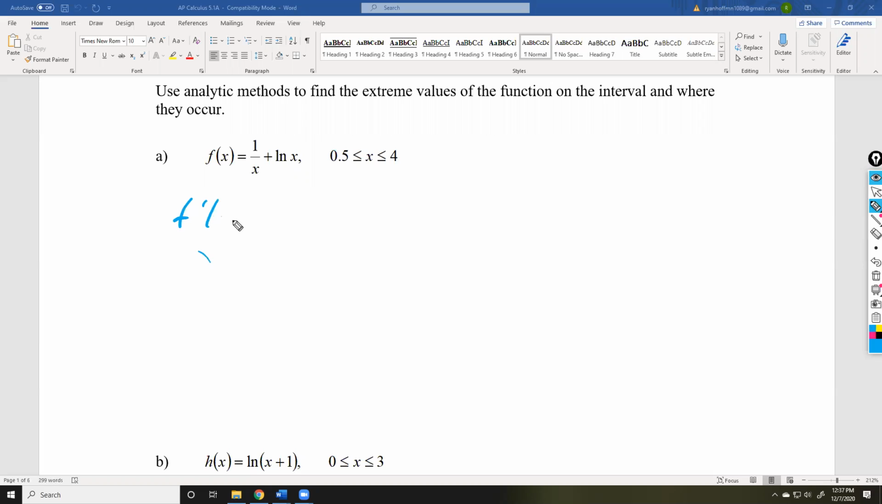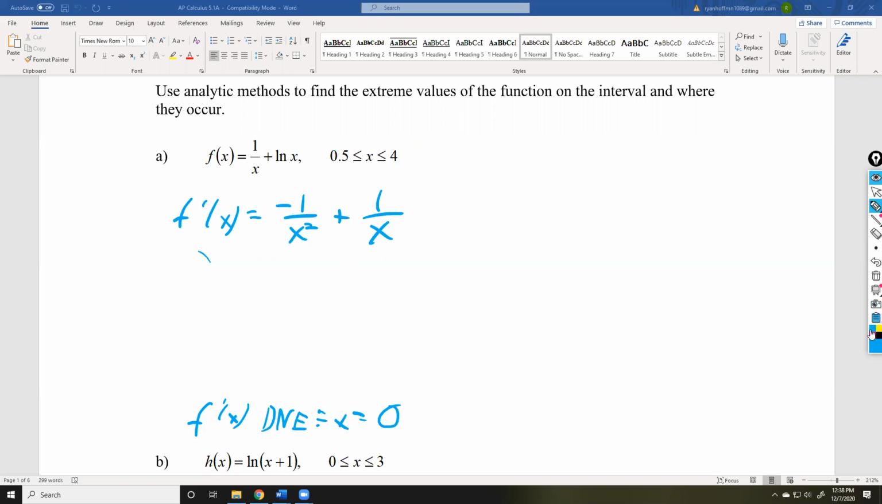f prime of x equals, the derivative here is going to be, well, that's x to the negative first, so that's going to be negative x to the negative second. And then the derivative of natural log of x is 1 over x. And so I'm actually going to simplify this, because right now we know where f prime does not exist. f prime doesn't exist at x equals 0, because that's where the bottom doesn't exist.